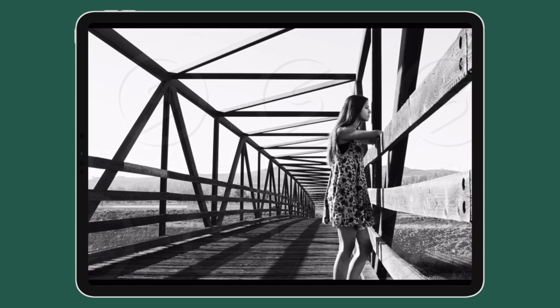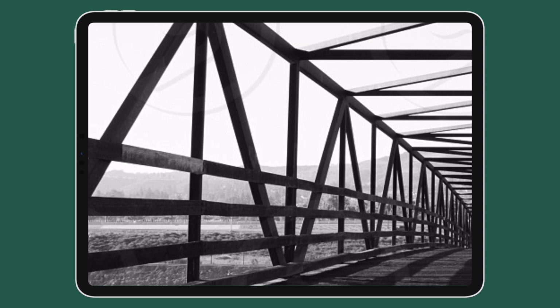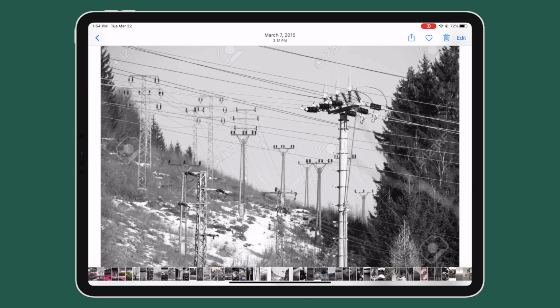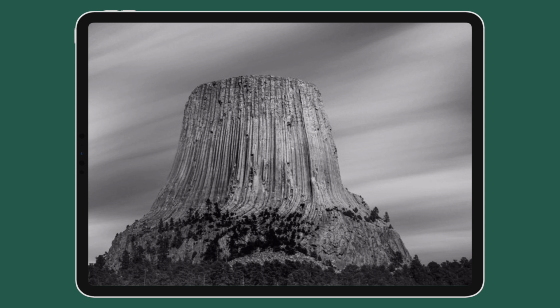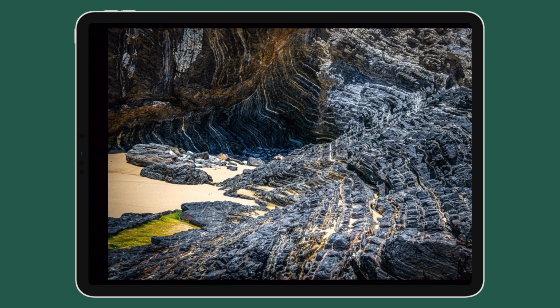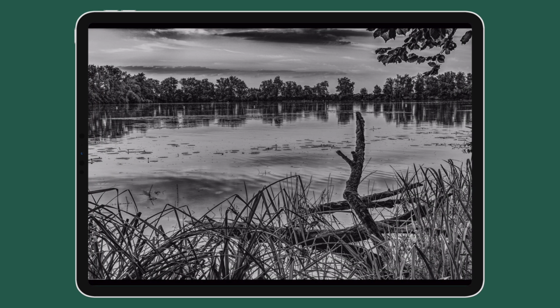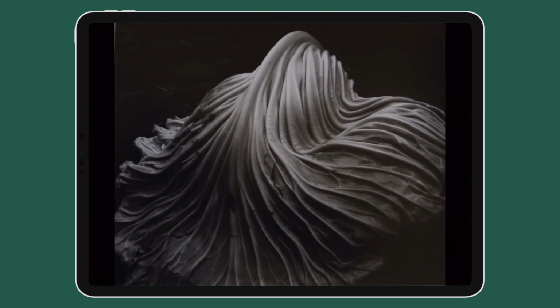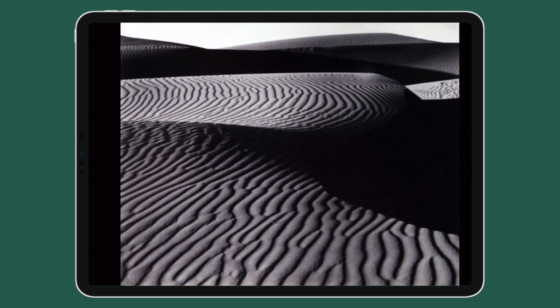This bridge is beautiful. I like this image. Some geometric lines showing perspective. Very beautiful zigzags, straight lines. Wow, power lines. Whoa, this big giant rock almost looks like a tree. Spider webs are made out of lines. Wood grain has lines. Rocks, tree, grass, vegetables, seashells, leaves.